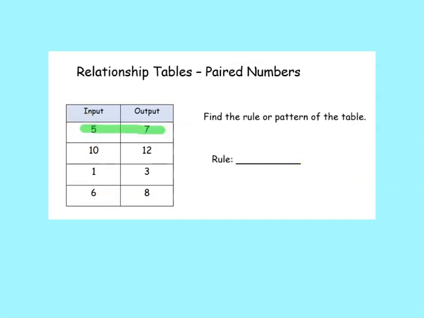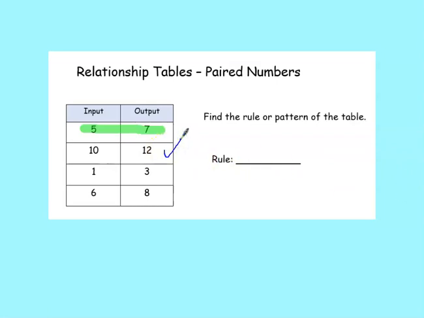If I think about that, I know that I could do 5 plus 2 equals 7. That works for me. But for it to be the rule or the pattern of the entire table, it has to work for every set of paired numbers. So if I look at the input, my next set of paired numbers is 10 and 12. Well, if I add 2 to 10, does that equal 12? Yes, it does. Good job. It does equal 12. So I'm going to put a little check mark right there.